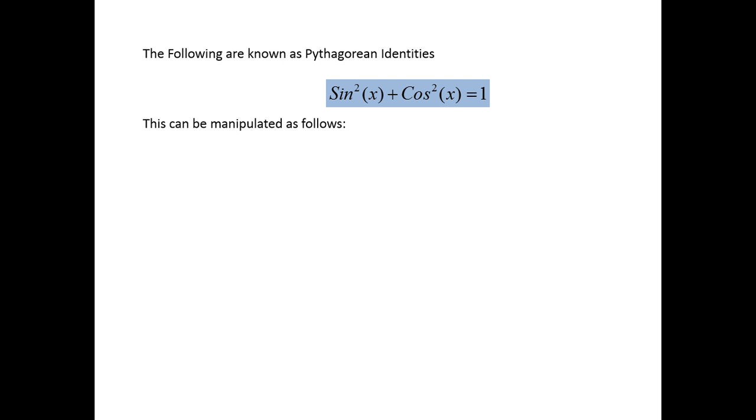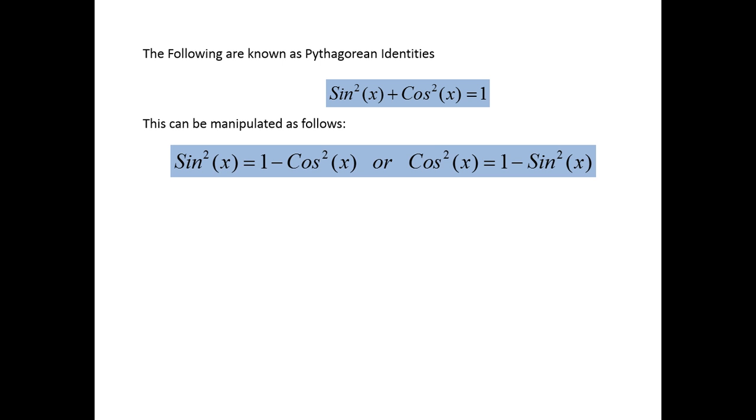Now, once a trig identity is established, it can be manipulated much like an equation, so this identity, known as a Pythagorean identity, can be manipulated quite easily to say sine squared is 1 minus cosine squared. Cosine squared is 1 minus sine squared. Those are the formats you're going to have to remember, because you're going to see them a lot. It's nothing new. It's just manipulating that previous one.